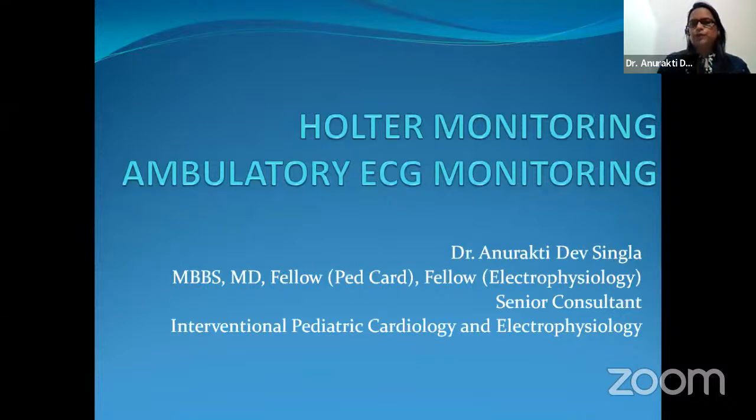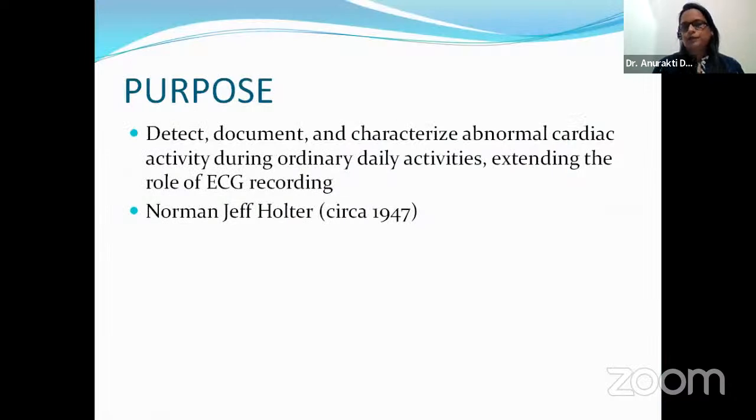Ambulatory electrocardiography was developed to detect, first of all, document, and characterize abnormal cardiac activity. Sometimes you see something on the monitor while the patient is in your clinic, but you could not document it because there was no printout and the memory went off. The monitor could not store the data. So Holter monitoring detects as well as documents the abnormal cardiac activity. And you can easily differentiate whether it is atrial, ventricular, junctional, from where it is arising. So characterizing the abnormal cardiac activity is the important part of Holter monitoring.